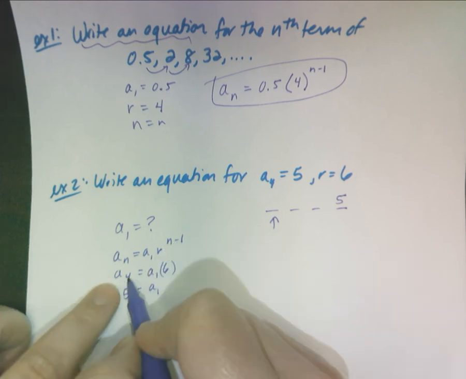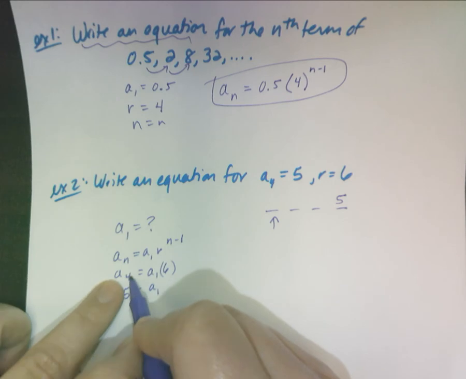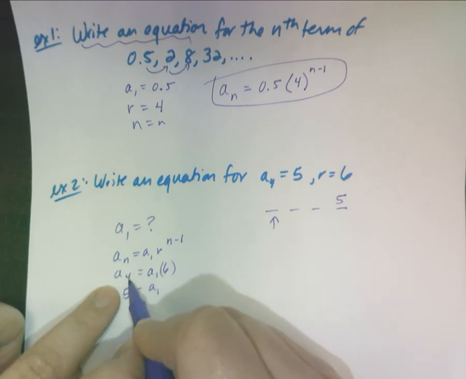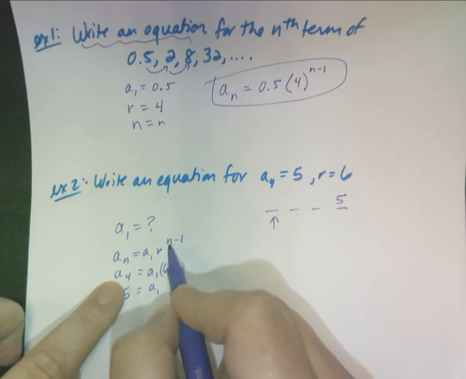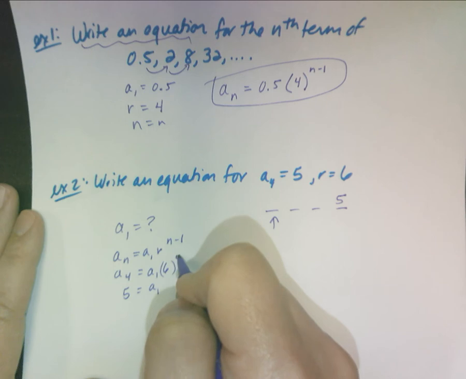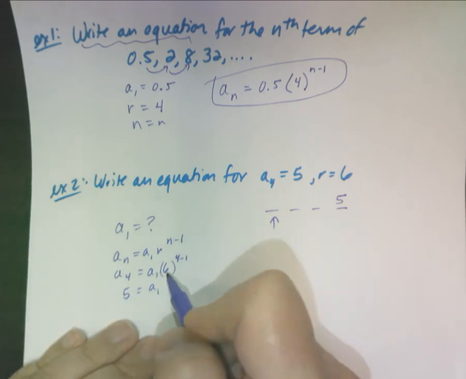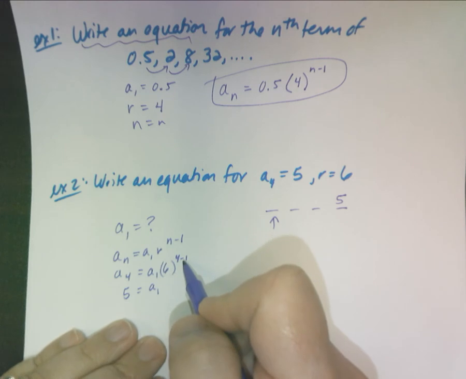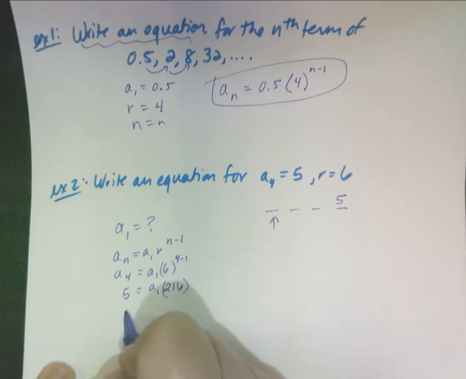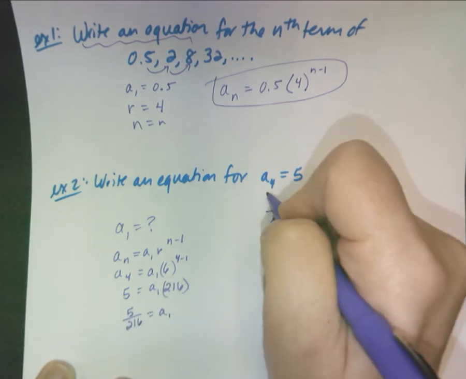If we know the fourth position and we know that that's 5, what do we plug in for n? Do we plug in 4 or 5? We plug in 4. My fourth position. Remember, n means position. So this would be 6 to the third, which is 216. So divide by 216, it would be 5 divided by 216. That is a sub 1.